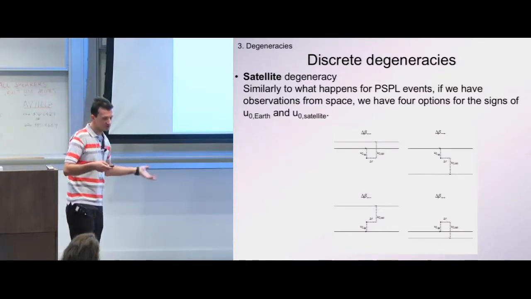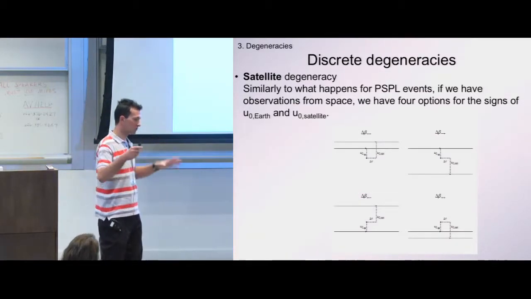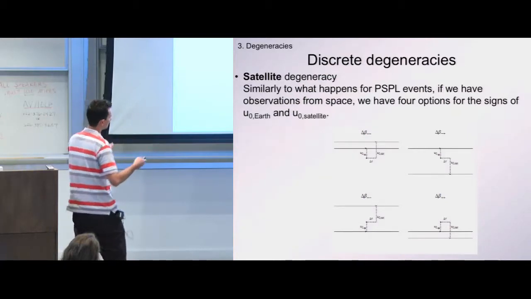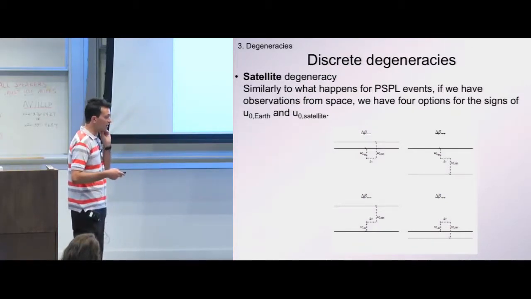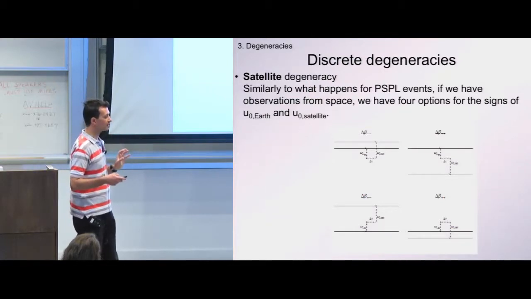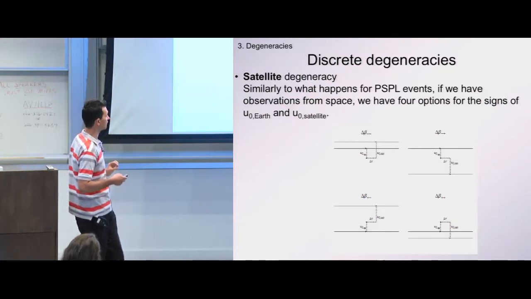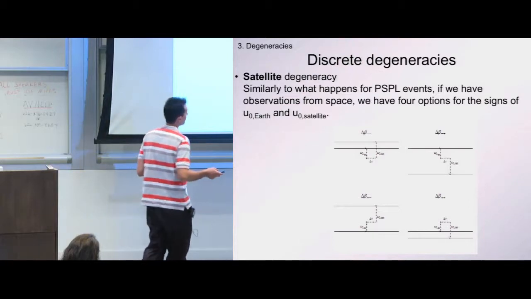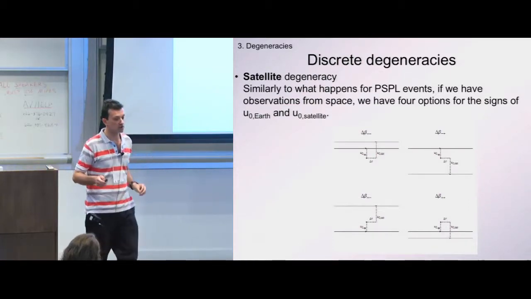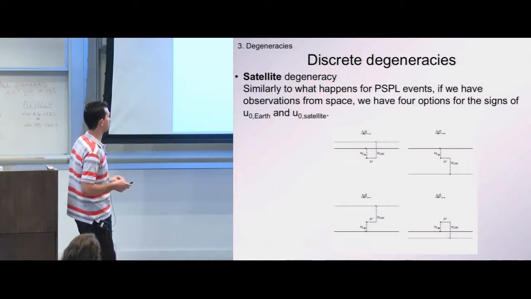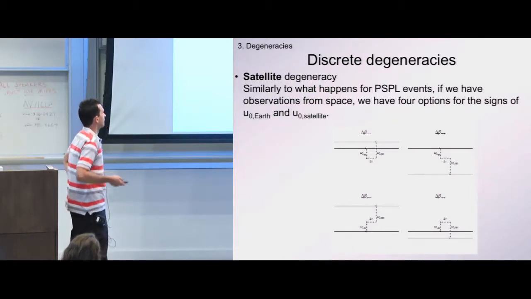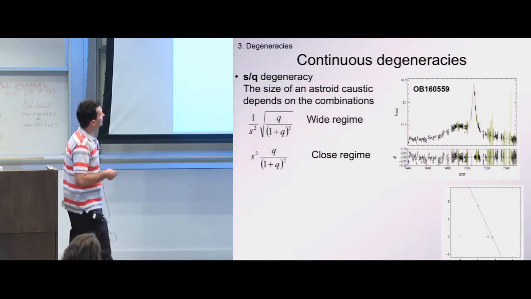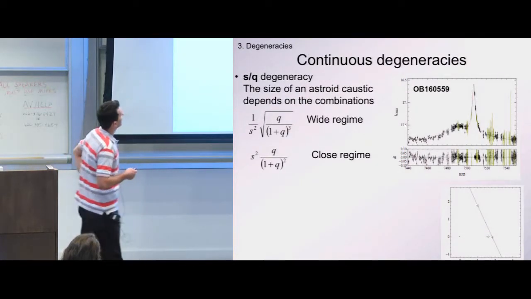And furthermore, you also have the satellite degeneracy. If you also have observations from space, this is the degeneracy you also have for the single lens case. In some cases, binary lensing is able to break these degeneracies, because these trajectories will possibly meet a caustic, and so can be distinguished. But in some cases, they remain, in particular when you are studying high magnification events in which the central caustic is very small. Okay, some examples of continuous degeneracies.